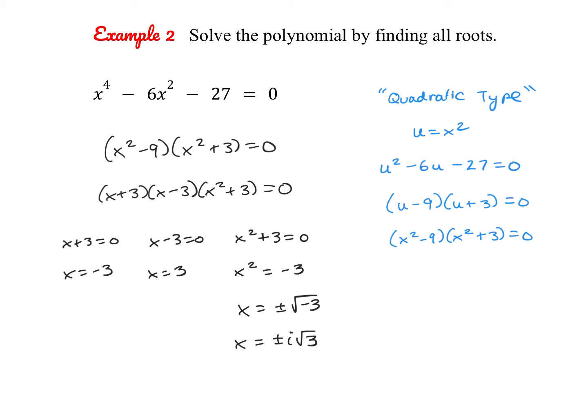So if you look at the degree of the polynomial, again, the degree is 4. So we should expect 4 answers. So we have 1, 2, 3, 4. So 2 of them are real and 2 of them are imaginary.